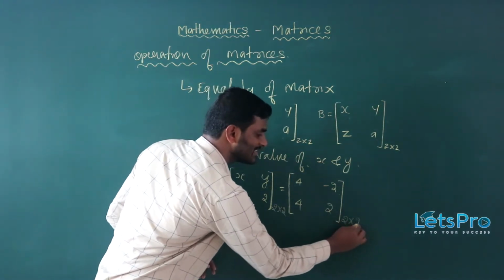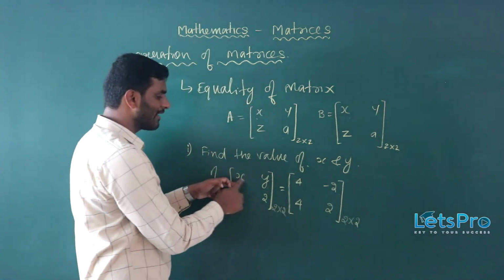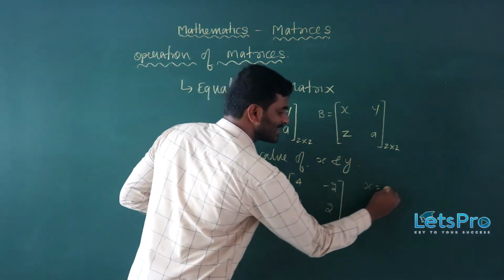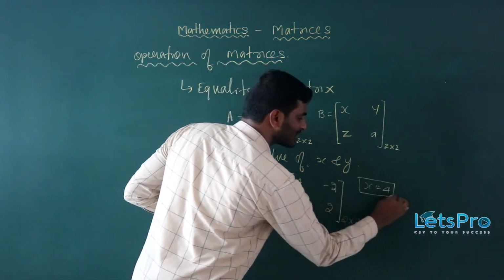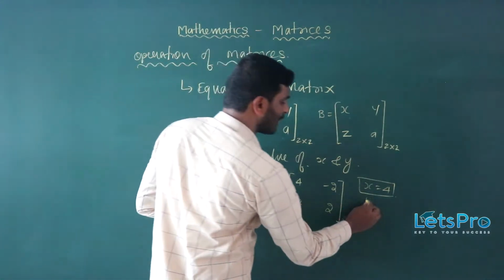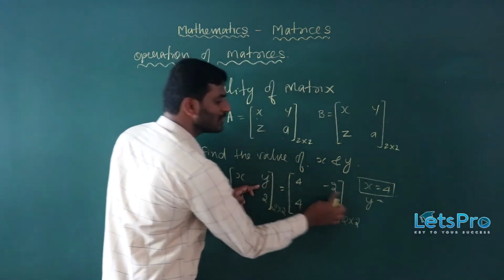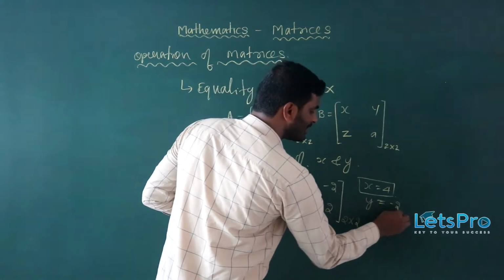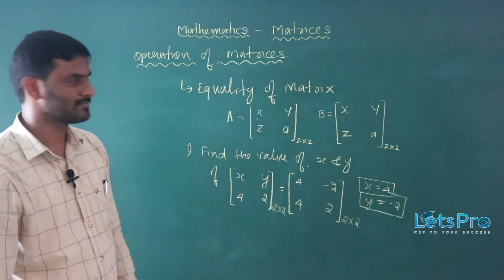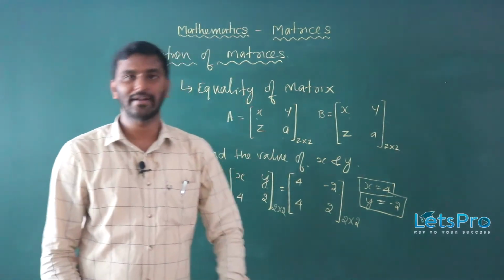Yes, it exists. Hence, the value of x, the corresponding element, should be equal. Hence, if the x value is 4, then only the left hand side is equal to the right hand side. If y is equal to minus 2, then only the left hand side is equal to the right hand side. This is what equality of matrices is.